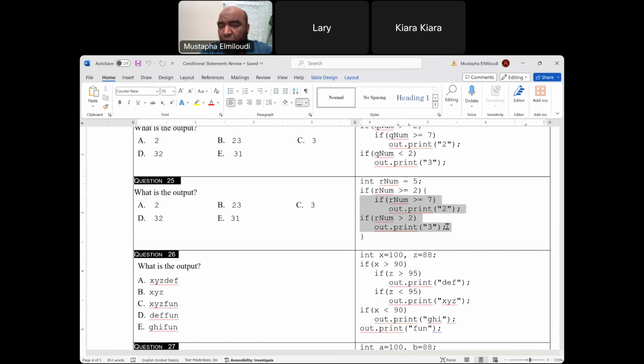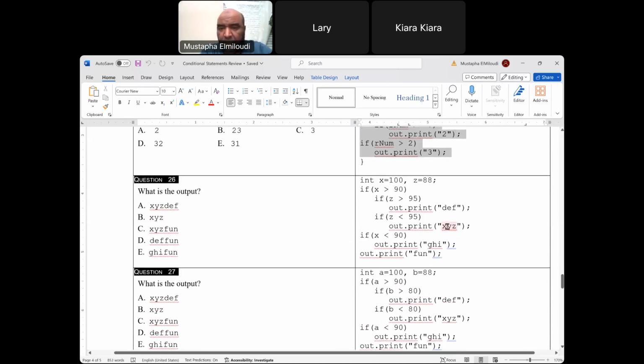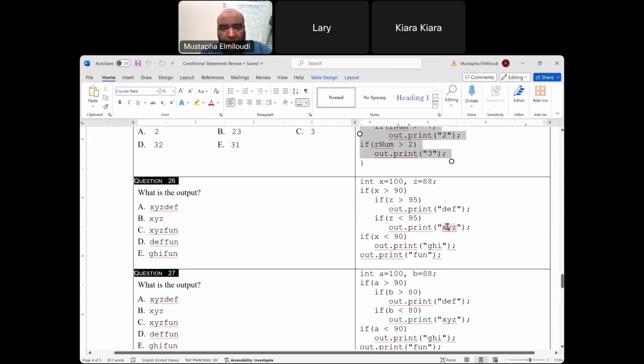Is 5 higher than 7? No. Is it higher than 2? Yes. So 3 will be printed. And then the same thing for the rest of the question.